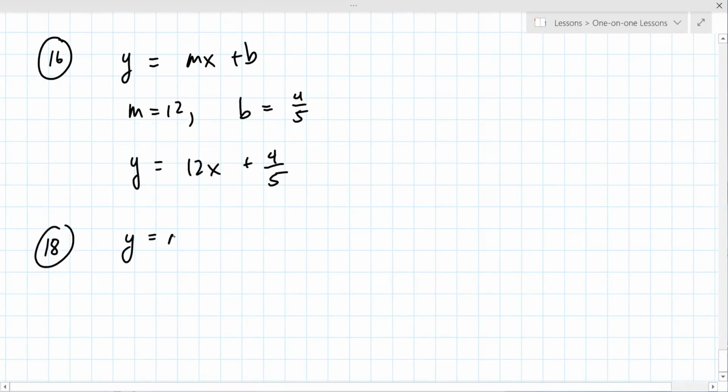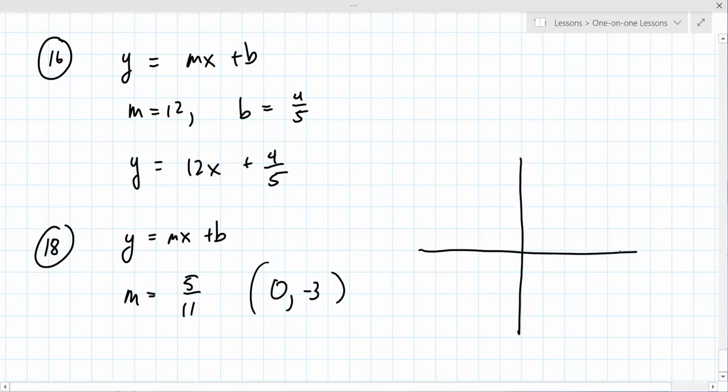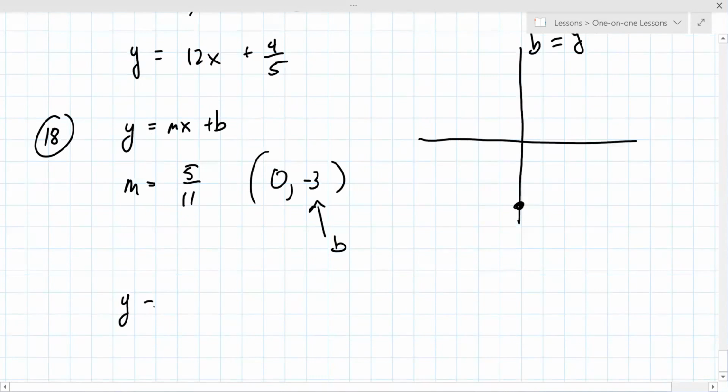18, y equals mx plus b. They give you the slope. That's comfortable. This time, though, they tell you that there's a point, 0, -3. If you graph that point, 0, -3, that means you're down here. The b value is the y-intercept. So in effect they're giving you the y-intercept. That's the b value. They're just trying to disguise it in another way. So this is y equals 5/11x minus 3.